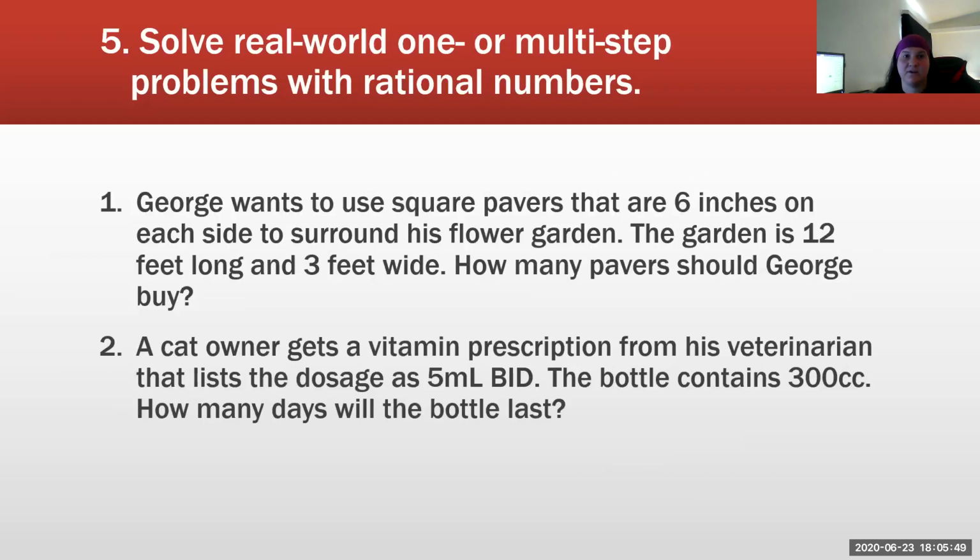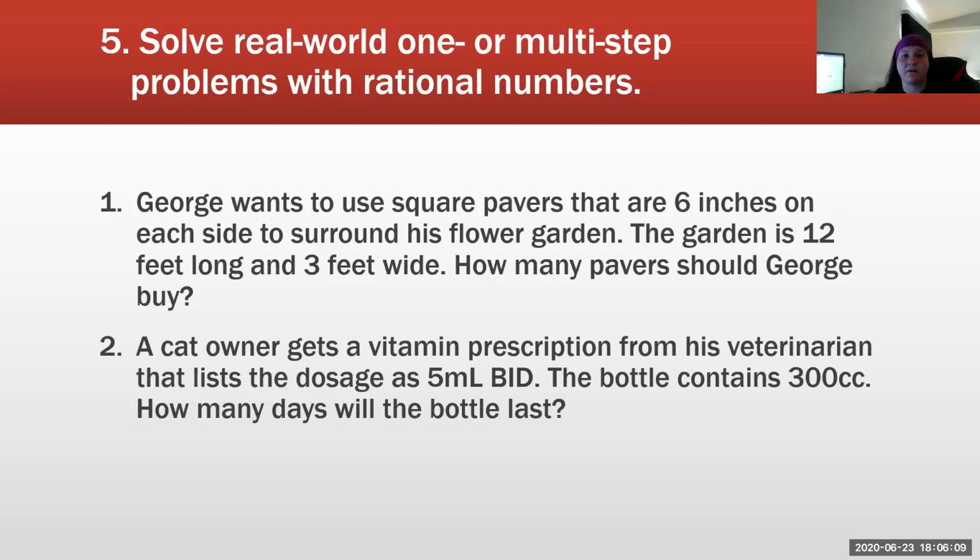So, George wants to use square pavers that are 6 inches on each side to surround his flower garden. The garden is 12 feet long and 3 feet wide. How many pavers should George buy? So we'll do that one first, but I'm going to continue reading to this other one.